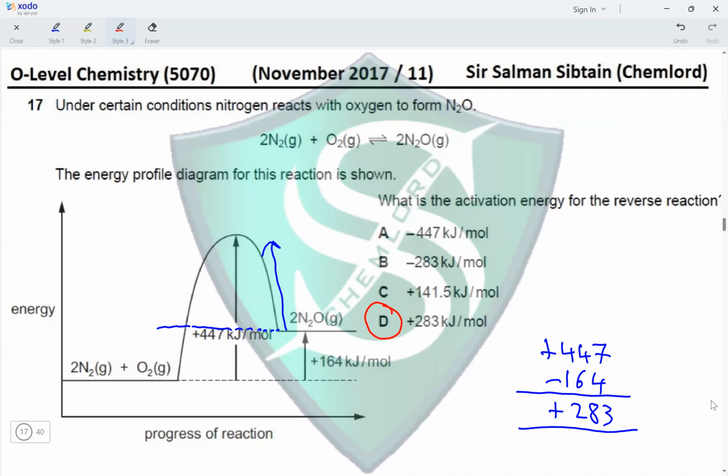So with that in mind, options A and B could never have been correct because both of them contain a negative representation for the activation energy. It is always positive. So the calculated value is present in option D.